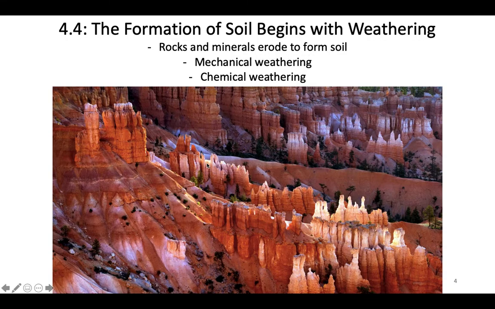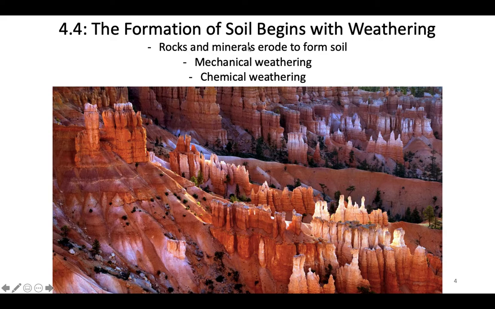This is one of my favorite places that I haven't been to since I was a little girl, when my family went out there for a family vacation, but the images of it are still really sharp in my mind from when I visited. This is Bryce Canyon out west in the U.S. Beautiful place, and you can see prime examples of weathering here.